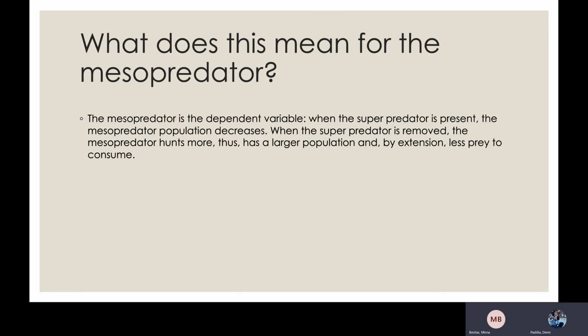What this means for the mesopredator, the rats, is that they're the dependent variable. When the superpredator is present, the mesopredator population decreases. When the superpredator is removed, the mesopredator hunts more, thus has a larger population, and by extension, there is less prey to consume. So that means there'll be fewer birds.